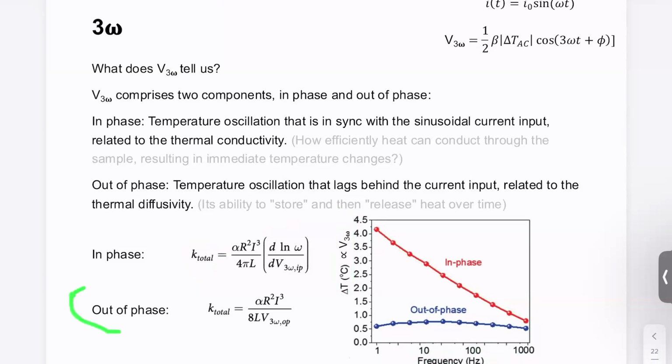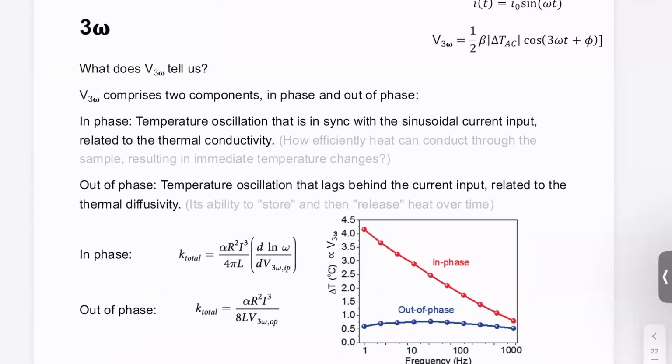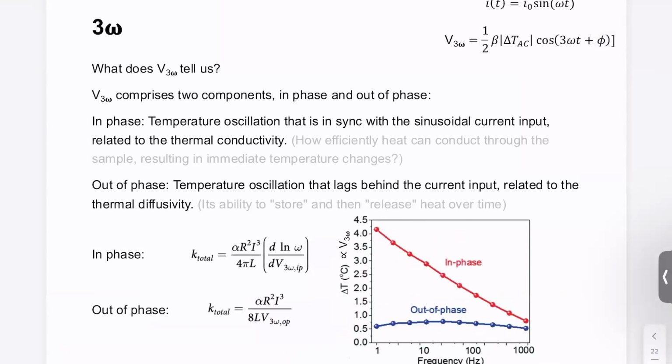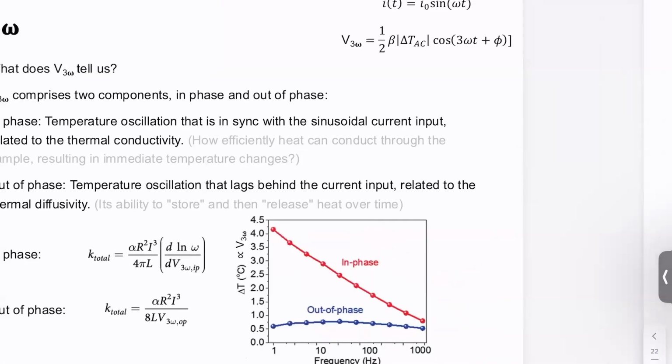And the out of phase term is more related to thermal diffusivity, and it's not as sensitive as the in phase term in terms of measuring thermal conductivity. So just a very high level introduction. Questions? Yeah, it's a lot of math here, but we just need to have a high level introduction, understanding what this thing is doing.